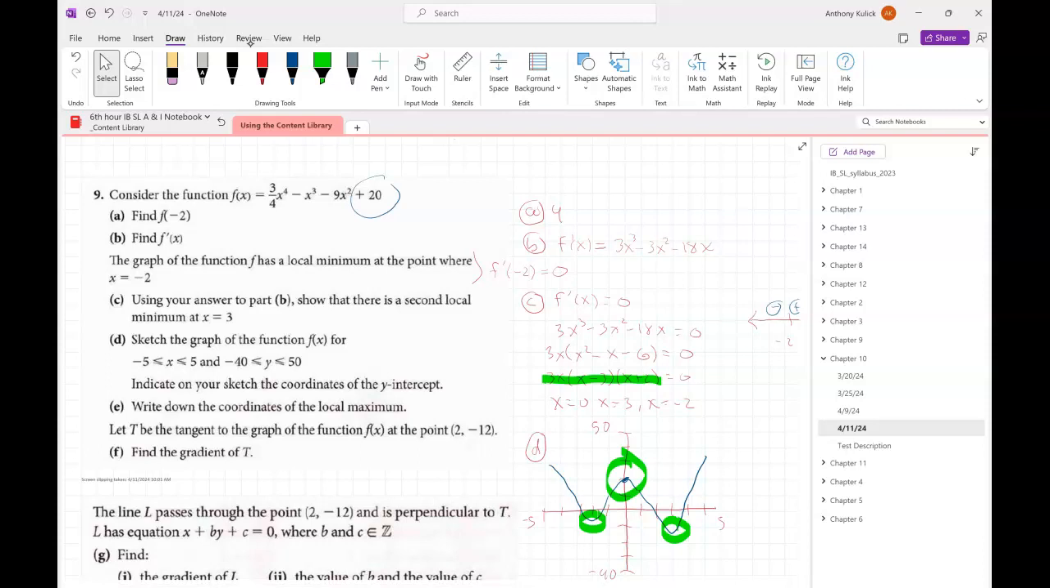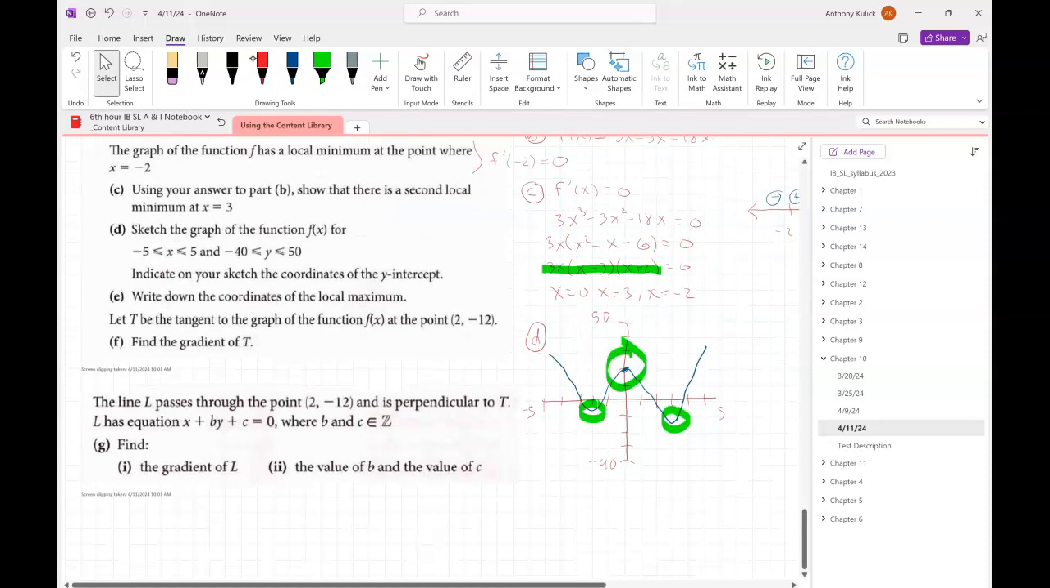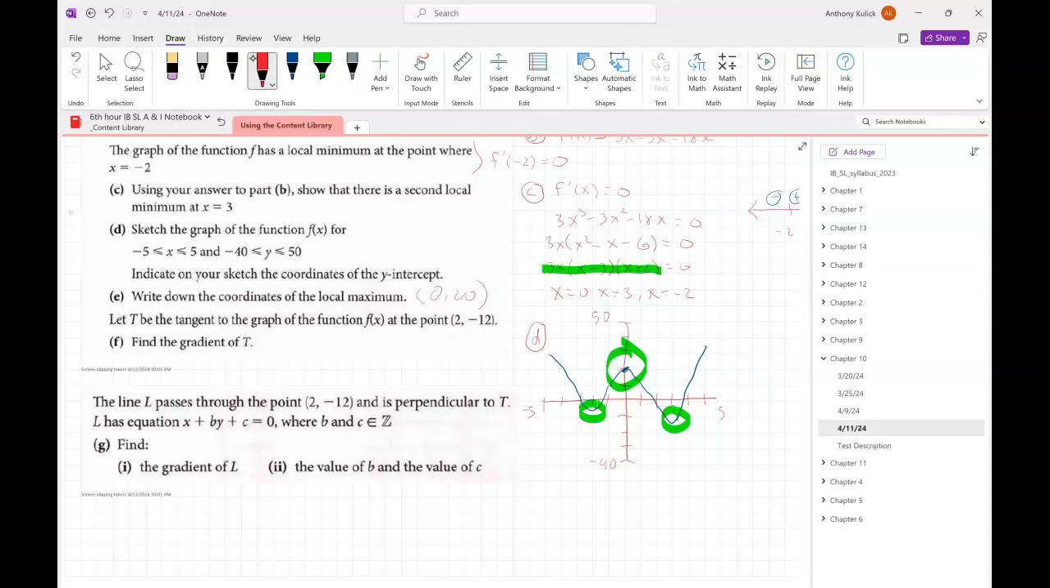Like, you have the equation for it. It's not hard to do that. It says, write down the coordinates for the local maximum. Well, we did that already, right? Just 0, 20. Everybody's good with how I came up with that, though?